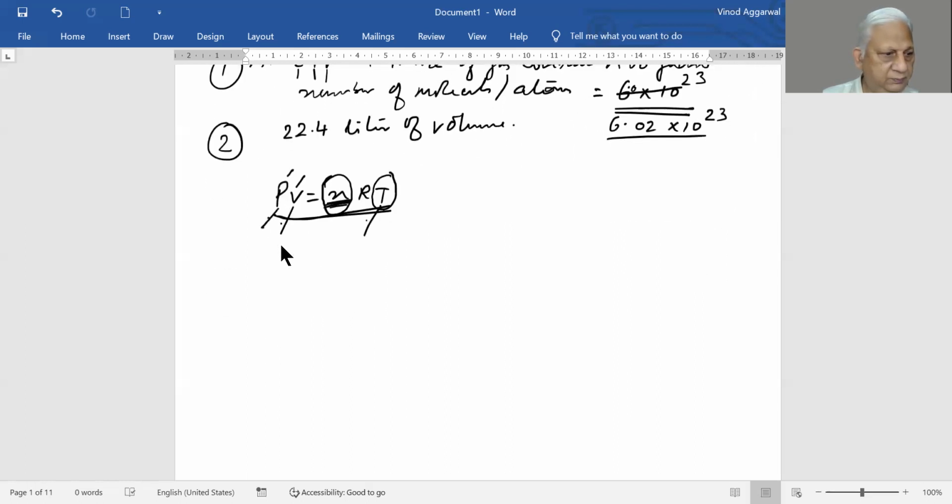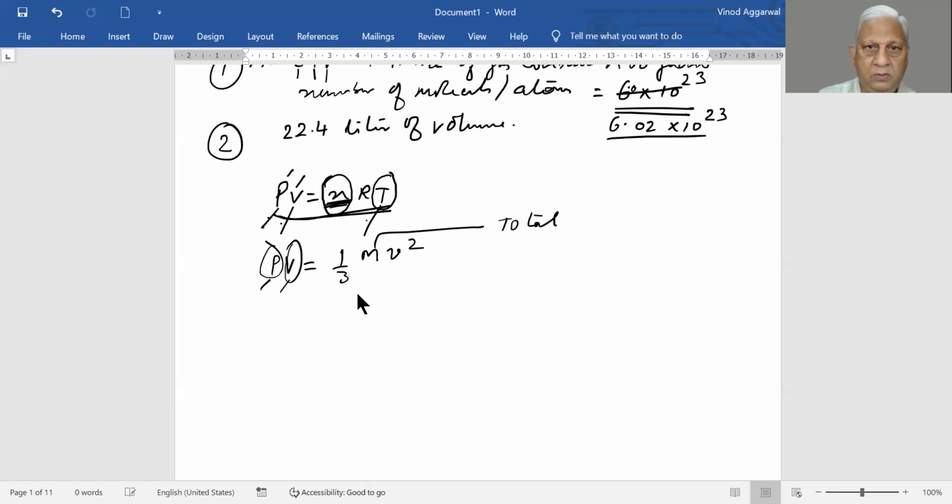Now we talk about average velocity of molecules. It is found that PV is equal to 1/3 m v square. P and V we have already seen. This is pressure. This is volume. And what is m here? m is the total mass of gas.